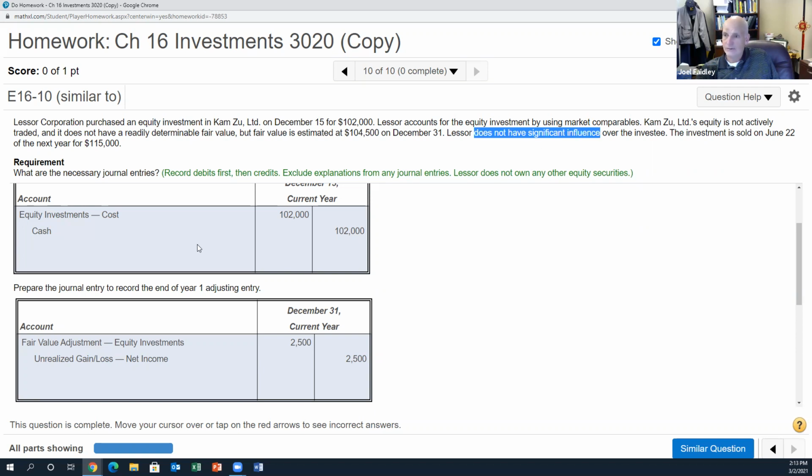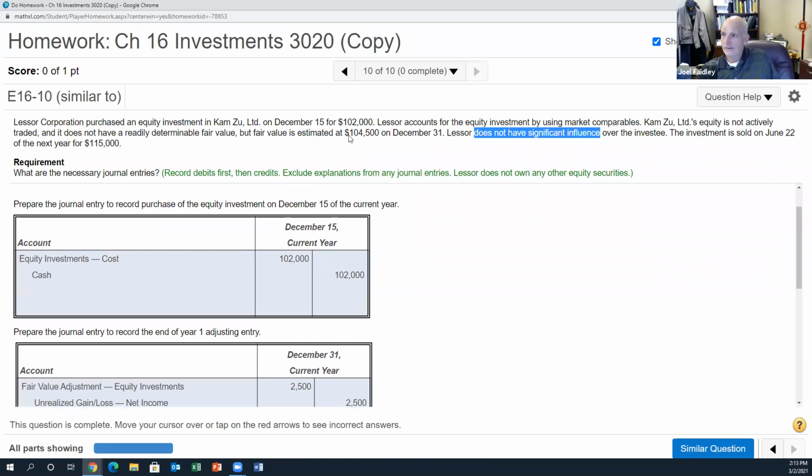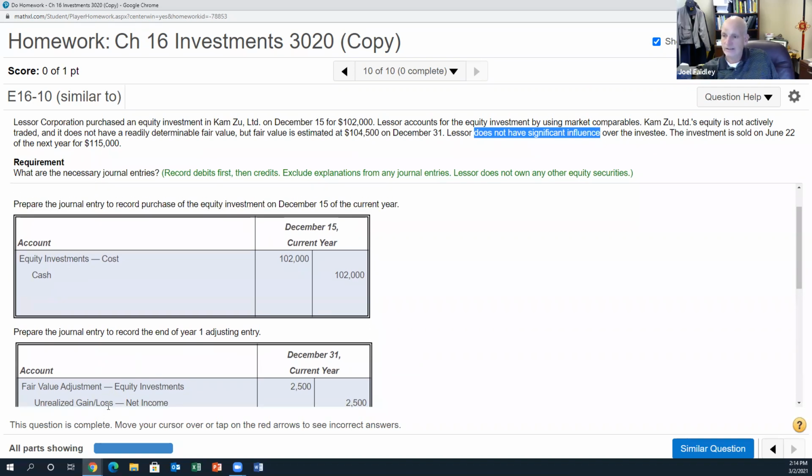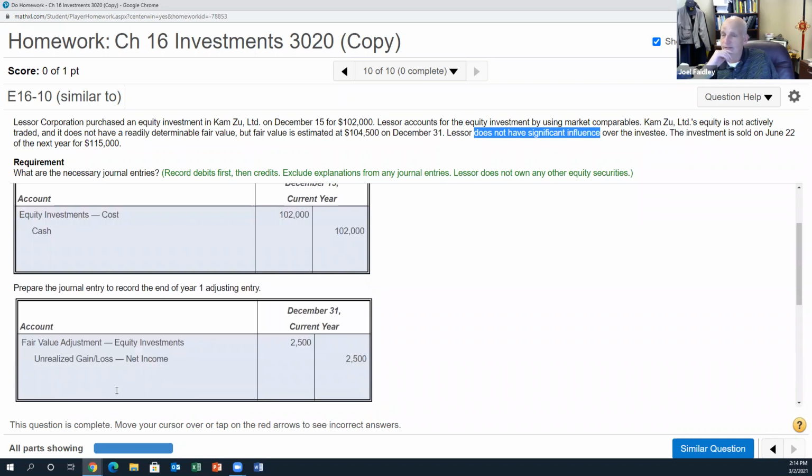So all we're going to do here is fair value. There's 102,000, and if this thing fair value 104,500, then we have what? We have an increase there, fair value adjustment of 2,500. 102 plus the 2,500 tells us what the actual balance should be, and we take that to the income statement, as you do for anything that is not significant influence. It used to be trading and available for sale was used with equity like bonds, but no longer. That's changed. All right. So that is chapter 16 homework.